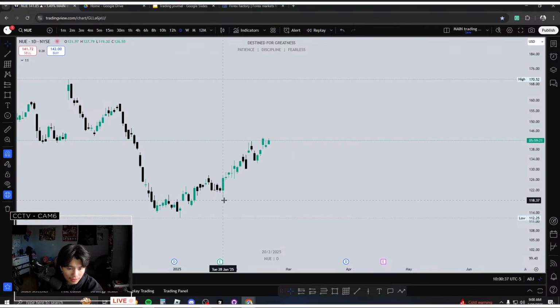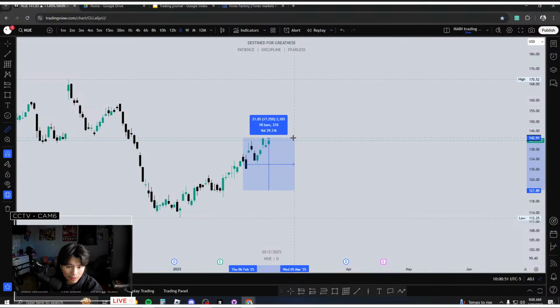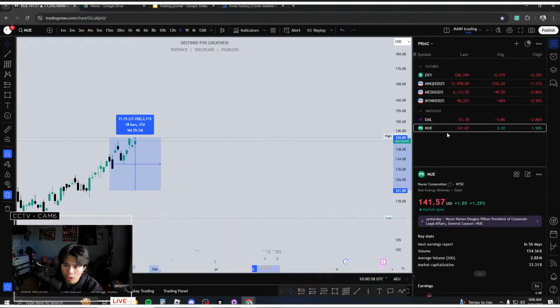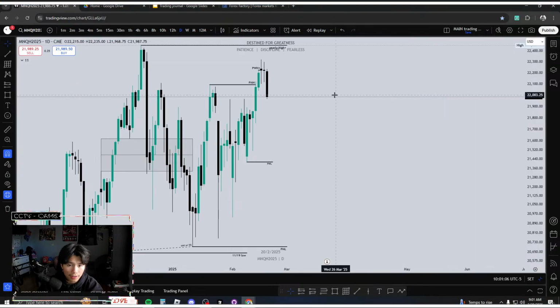I think the news about him releasing the tariffs actually happened here on January 28th, and we've seen a steady rise, about $20 to $21 here in Nucor. I think it's called Nucor. Not entirely sure. Yeah, Nucor. Here and Q.